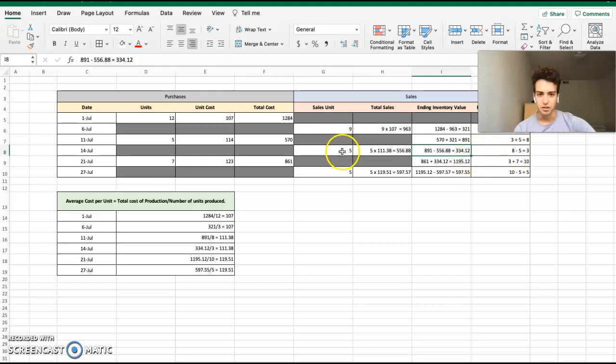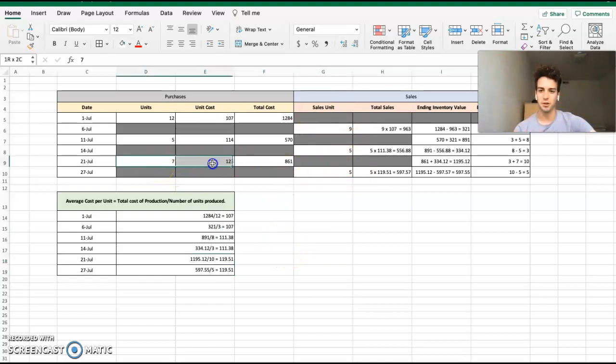And let's see, we sold 5 here, and we had 8 last time, so we'll take 8 minus 5, and that's 3. So then we'll take this number right here, 334.12, and divide it by 3, and that will give us 111.38 again. So if you'll notice, there's kind of a pattern here. It'll be the same answer 3 times in a row, basically. But I'm just showing you this to help you understand what goes into this problem.